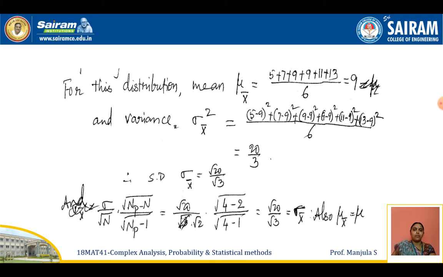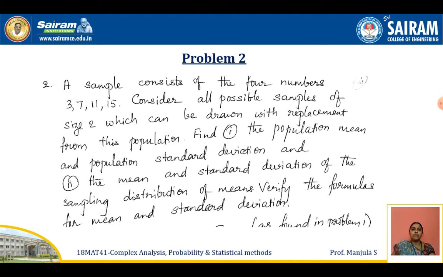Now we have the mean and standard deviation of the sample. Now we'll verify the formulas. The first formula is mu equals mu x bar. Both are 9, so the first formula is verified. Now the next formula: sigma x bar equals sigma by root n times the square root of (N minus n) divided by (N minus 1). By substituting all the values, once again we get square root of 20 by 3. So the formulas for both mean and standard deviation are verified. Now we'll see the next problem.